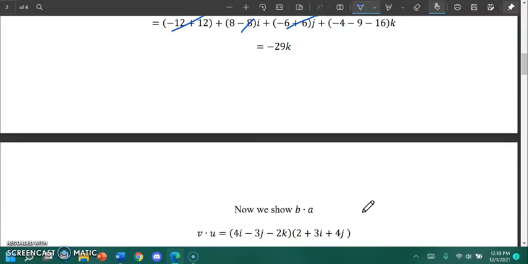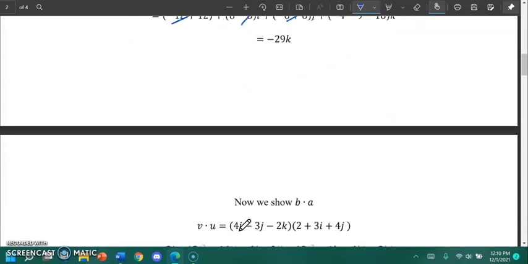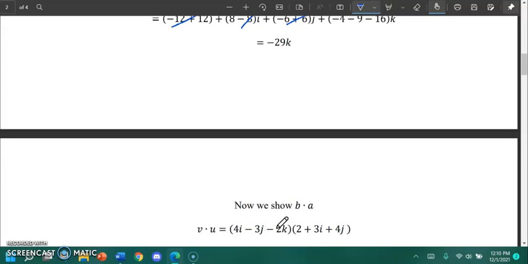Now we would show b times a, which we would substitute v and u, which would be v times u. So now we have 4i minus 3j minus 2k being our first term, and 2 plus 3i plus 4j. We would still do the distributive property and do 4i times 2, 4i times 3i, and 4i times 4j. 4i times 2 is 8i. 4i times 3i equals 12i to the second. 4i times 4j is 16ij.